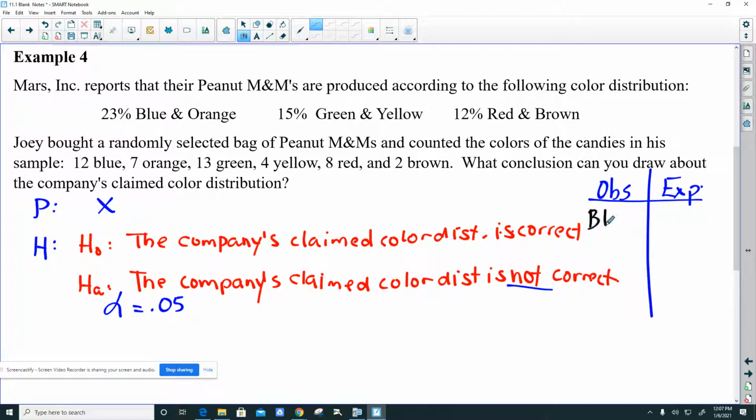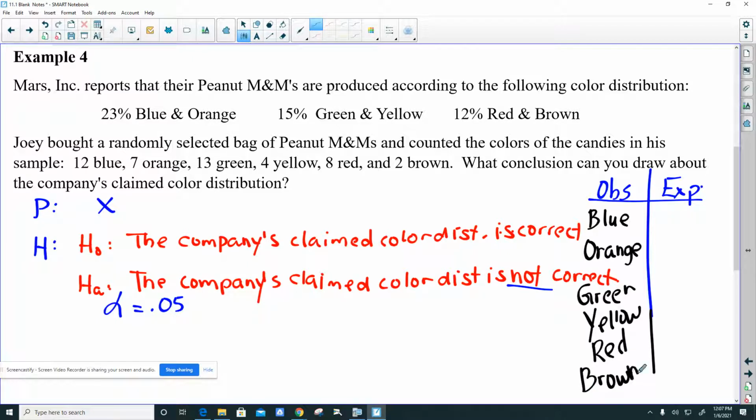We do have 6 colors here, so we need to write each of these separately. Green, yellow, red, and brown. Sorry. I should have given myself a little bit more space there because I need to write the observed counts next to those, but I needed to distinguish the colors anyhow. Okay, good enough. I have room here.